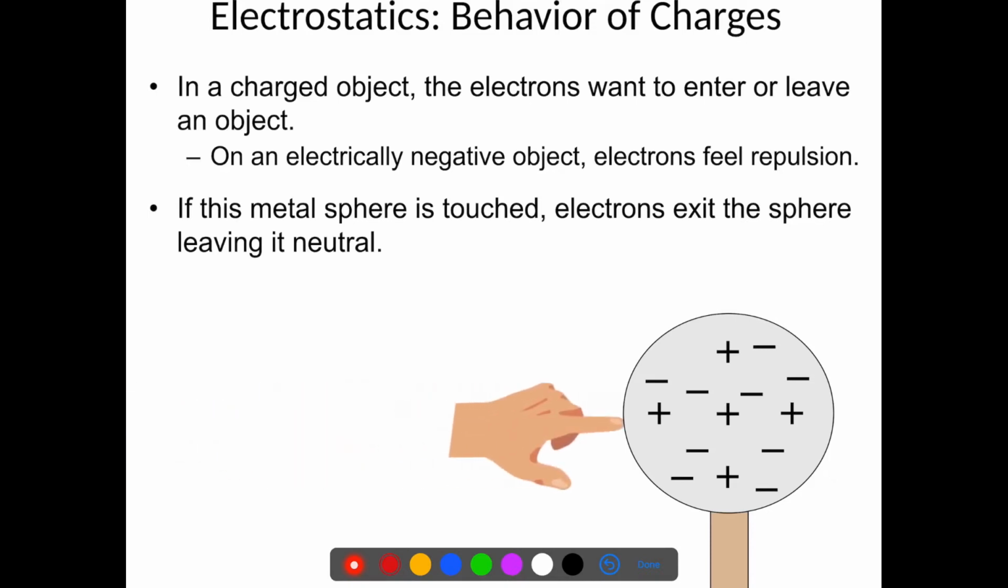So if I bring my finger in and touch it, those extra electrons are going to come out, and we call this grounding. So all objects want to be neutral, just because the excess charges want to be as far away from each other as possible.